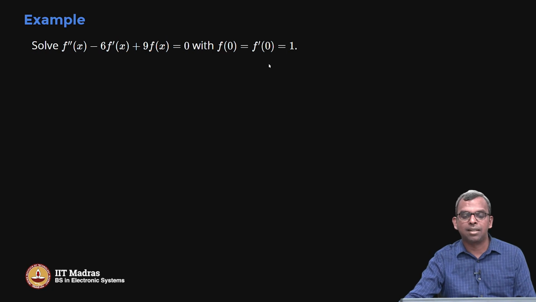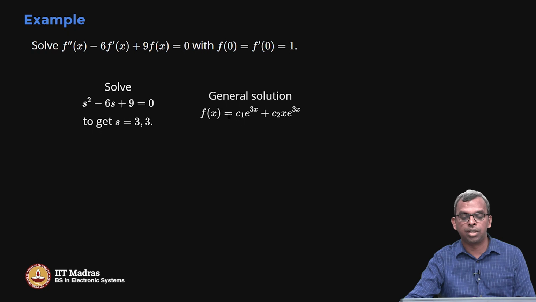Okay, so here is an illustration of this: f double prime minus 6f prime plus 9f this time. And this again has the same initial conditions. So now we have to solve s square minus 6s plus 9 equals 0, and in this case the two roots are repeated, 3 comma 3. So I know my general solution is c1 e power 3x plus c2 x e power 3x, and f of 0 has to be 1. That gives you c1 equals 1, right?